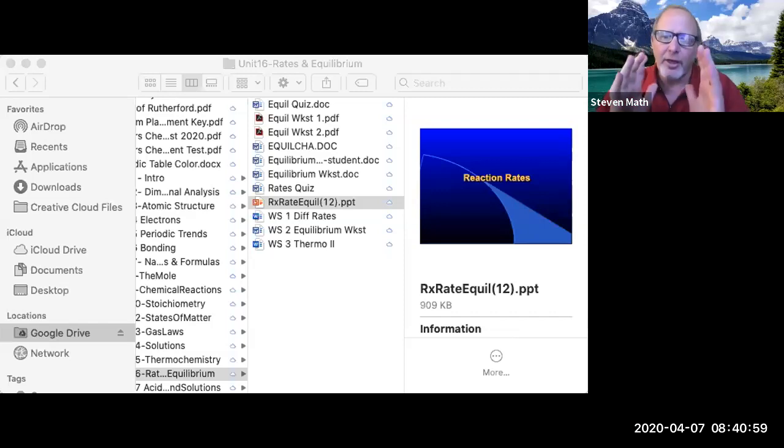Chapter 18 has three different topics for us: reaction rates, equilibrium, and thermodynamics. These are generally considered the advanced topics for Chemistry 1. We're going to break each one of these up individually.